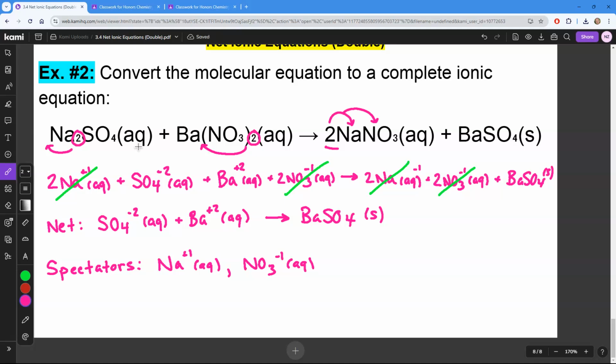And that's it. So we went through how to write out net ionic equations. Again, we start with our molecular, then we wrote out our total ionic, then we wrote out our net ionic, and then we named our spectators. That's the process.